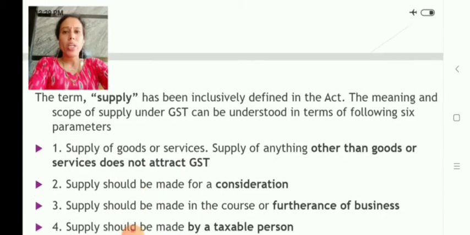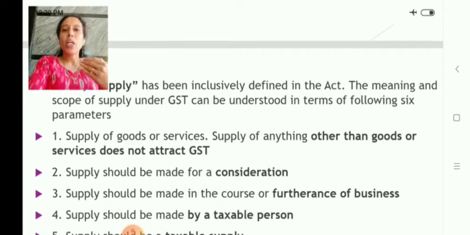The term supply has been inclusively defined in the Act. The meaning and scope of the Act should be understood by the following points. The first one is that supply of goods or services; supply of anything other than goods or services does not attract GST. So to consider a transaction as a supply, there should be either supply of goods or supply of services or both. Other than this, whatever is supplied, it is not considered as supply under the GST Act.